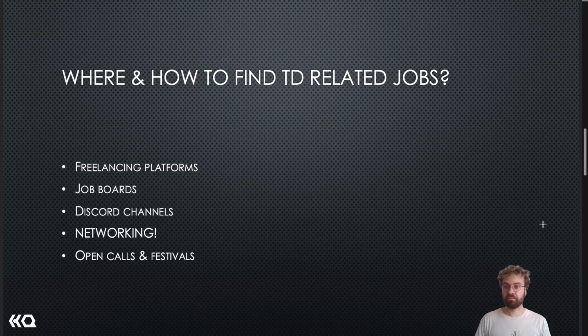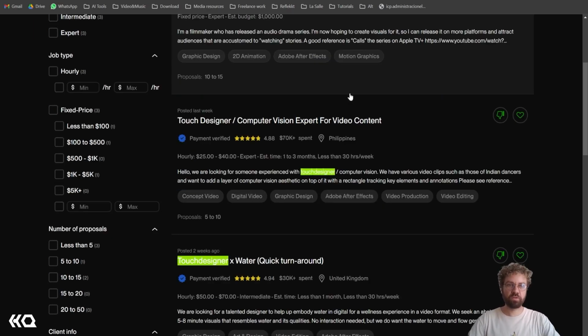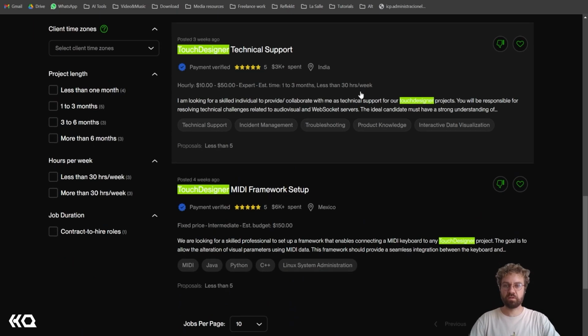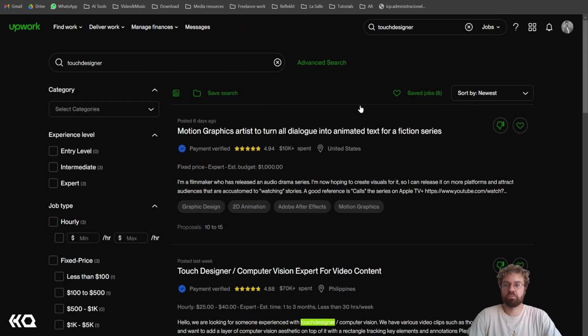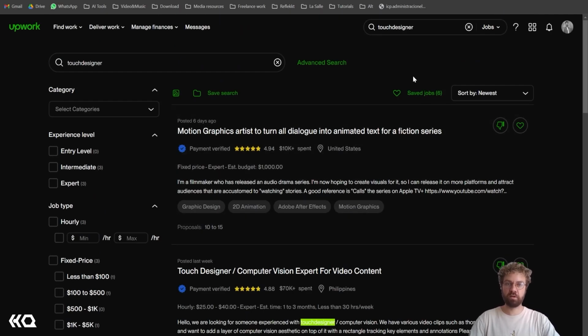And then, very important, of course, where and how can I find TouchDesigner related jobs? Well, the most obvious thing is, of course, freelancing platforms. Me personally, I'm on Upwork. I had some projects here. I mean, there's maybe not a lot, but sometimes there's a good and even big project listed. And that's how I did the one or another job already.